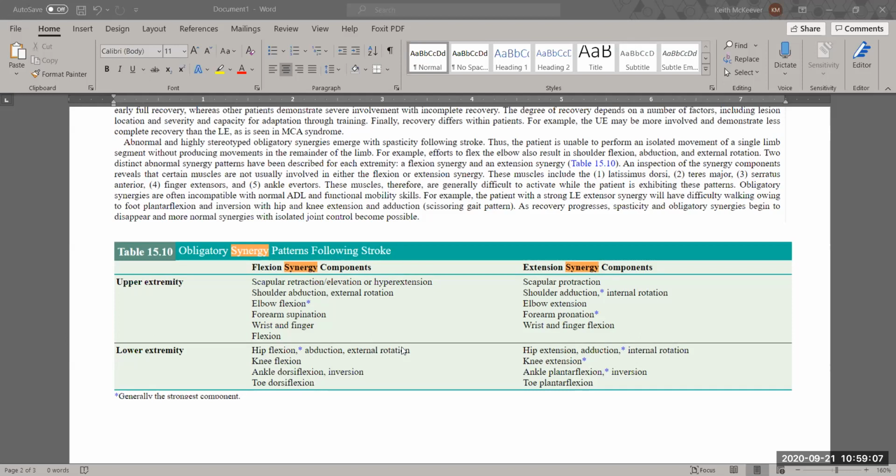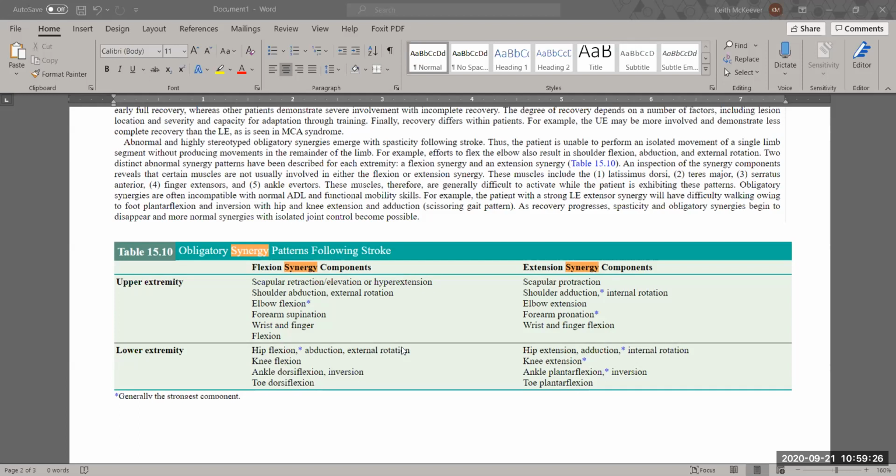But if I've got extension synergy patterns, then I may want to do either prone or supine in order to get them into flexion. So I want to go in the opposite direction in order to get them out of that abnormal synergistic pattern.